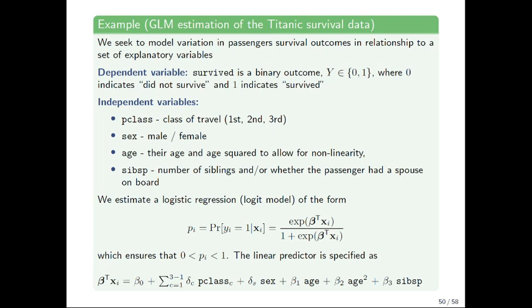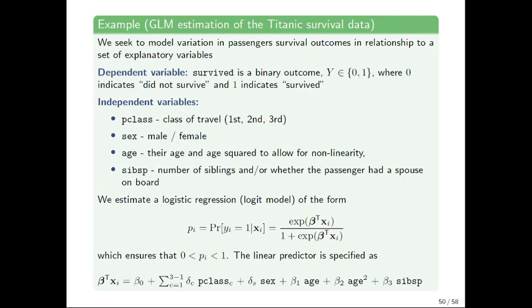Sex, male or female, a binary classification. Age, a continuous variable, which we enter as age and age squared to allow for nonlinearity, and SibSp, the number of siblings and/or whether the passenger had a spouse on board. The idea being that having relatives on board may have been relevant to survival.